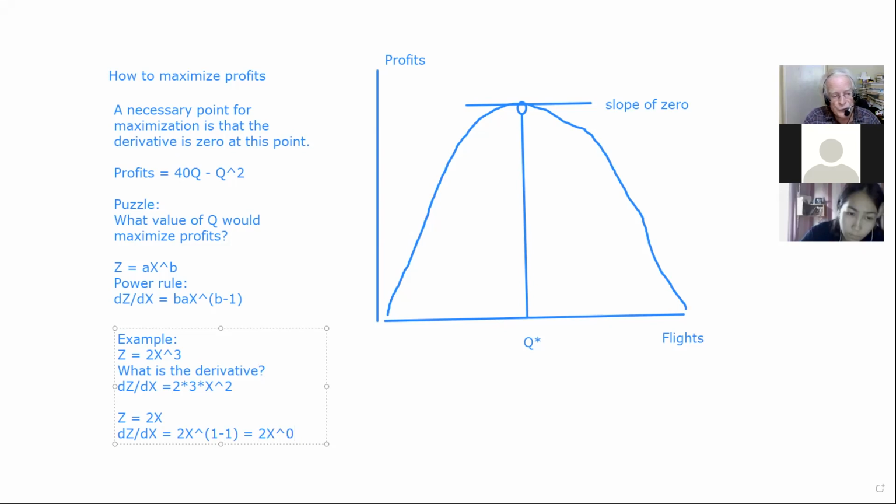But what is the value of x to the power of 0? 1. Just equal to 1, is it not? So the power rule is very flexible and interesting to use. Now, let's apply the power rule to the profits function for Emirates Airline.